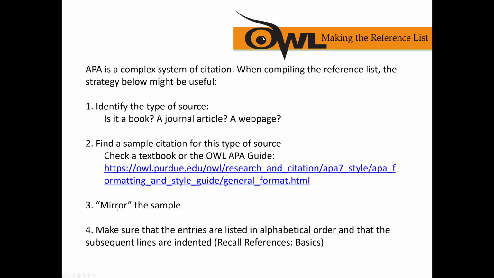So you can tell, it's kind of obvious when someone's name is listed and then the title of a chapter or article, the title of a book or journal, that sort of thing. So you sort of just mirror the sample. Keep the punctuation the way that you find it. And if it's italics in the journal title, then make sure that your journal title also is in italics. And that's sort of the easy way to go about it. Mirror the sample, all right? Make sure that the entries are listed in alphabetical order.